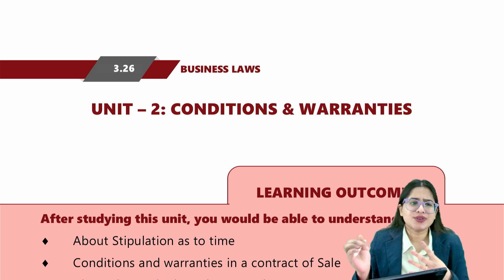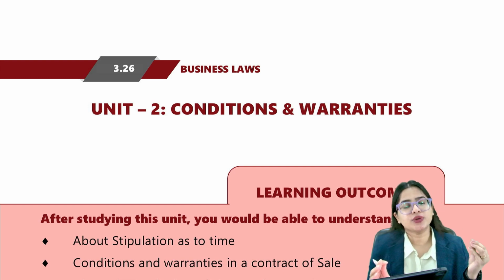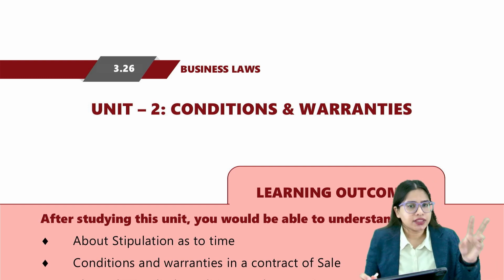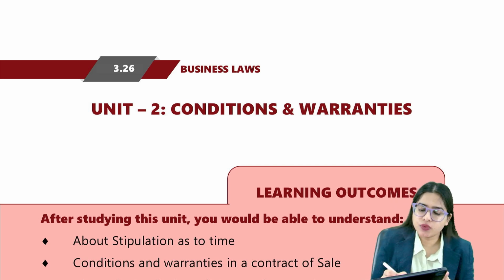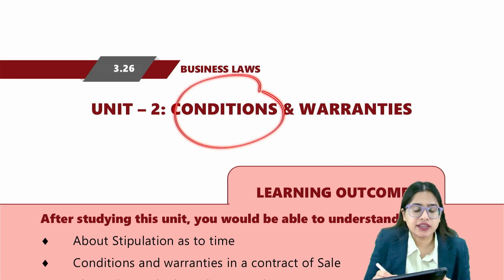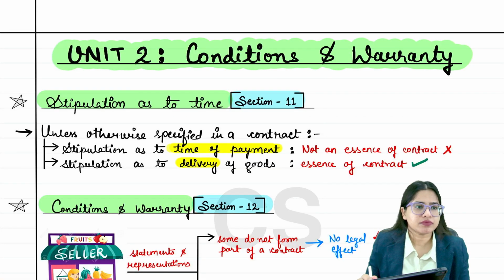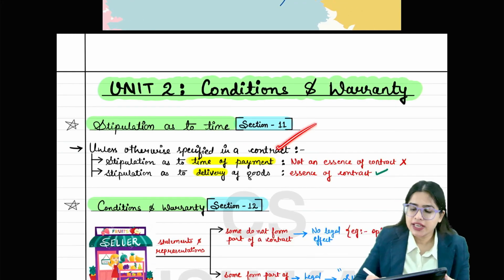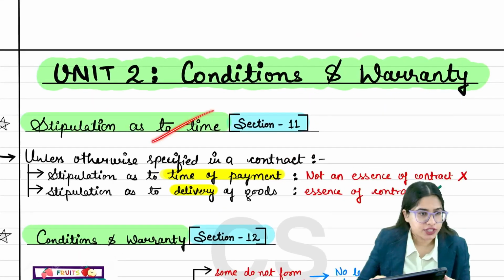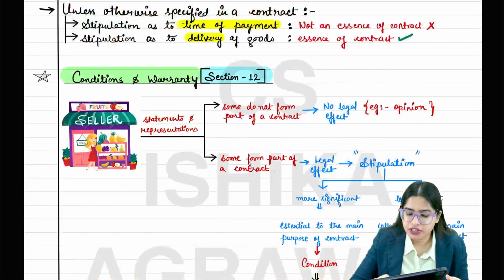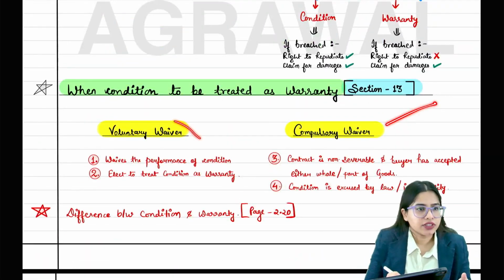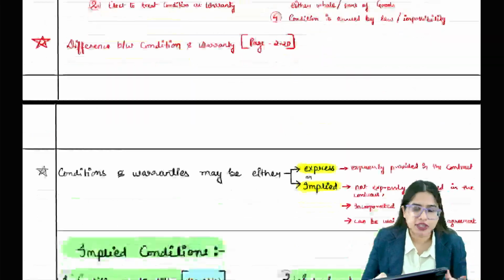So guys, this unit is comparatively smaller than unit 1 and easier than unit 1. In this unit only two topics are discussed. One is condition and another is warranty. So first we will understand some basics. How many sections are there, guys? Section 11 is there, stipulation as to time. Section 12 is there, condition and warranty. And then section 13 is there, when condition will be treated as warranty.